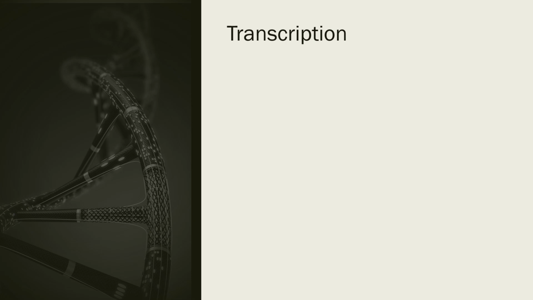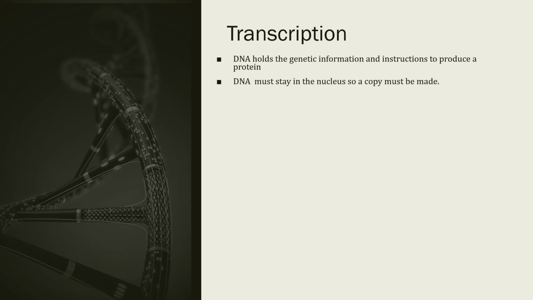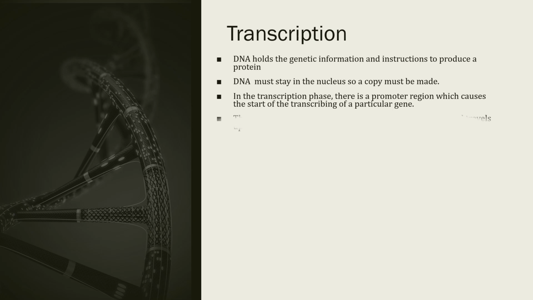So, as we know, transcription is the first step of protein synthesis, and it takes place in the nucleus. A section of DNA is copied into a form of mRNA. When the hydrogen bond breaks between the DNA bases, a template strand is exposed, right? But really, in the transcription phase, there's a promoter region that causes the start of the transcribing of a particular gene. The RNA polymerase's job is to bind with the promoter region and copy the gene in an upstream motion.